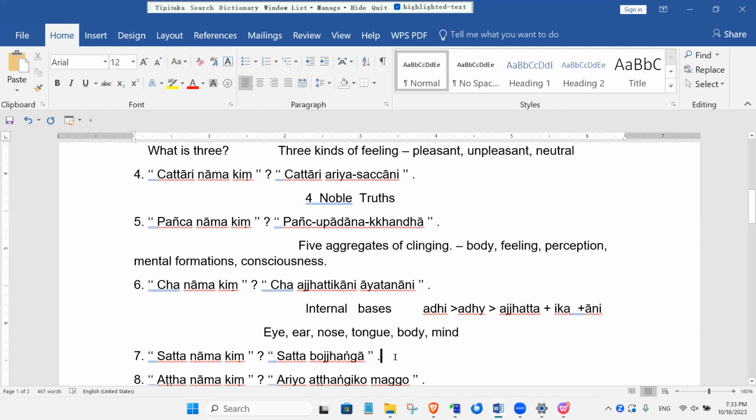Okay. Now, what is the 7? We have to write all this detail? No, no need. We just give the 7 meaning: factors of enlightenment.